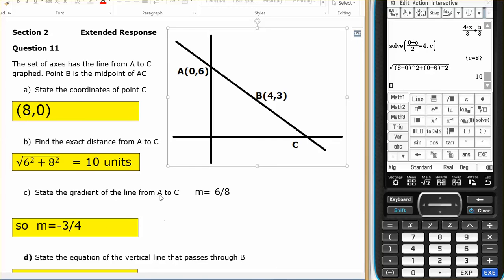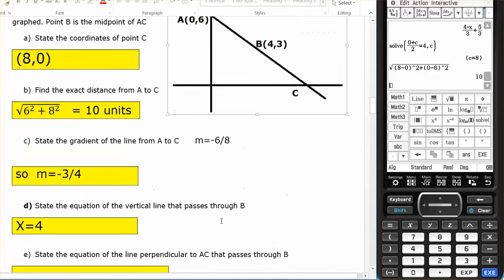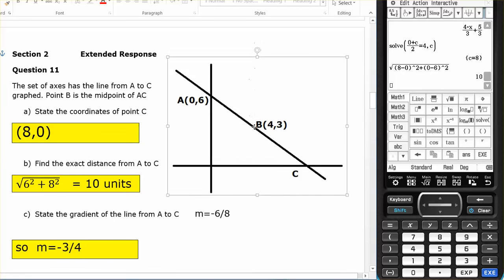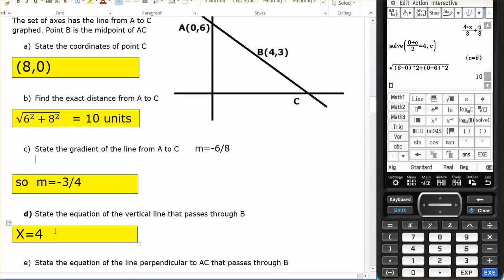State the gradient of the line A to C. Well, it goes down 6 and across 8. Minus 6 over 8 is negative 3/4. State the equation of the vertical line that goes through B. That is one of those special lines, and everywhere along B, x equals 4, so the equation is x equals 4.